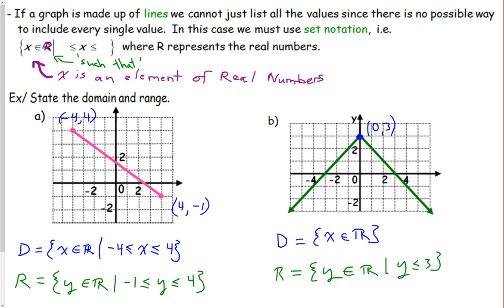So this tells us where our graph can be. It doesn't tell us the shape of it, but it does tell us where it can go. Our y values have to be 3 or less than or equal to 3.